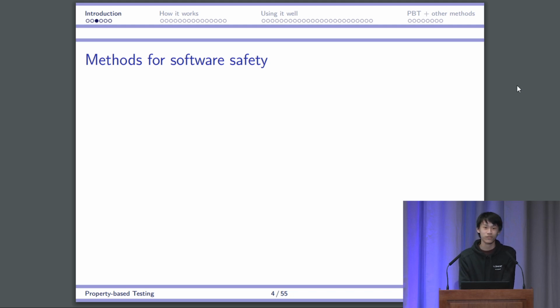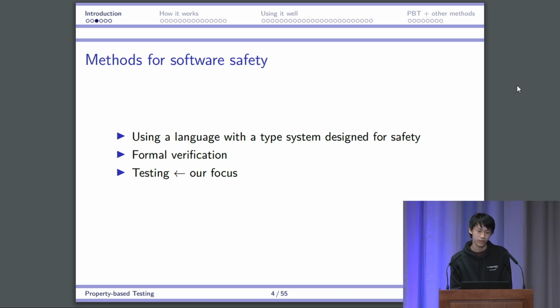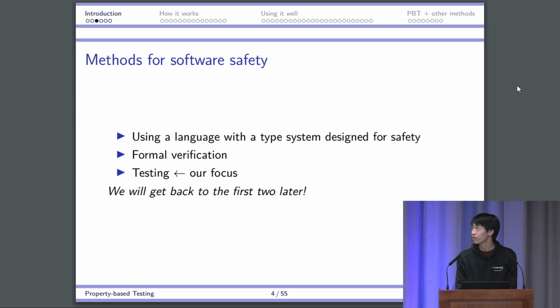So there are a few methods for software safety that we can use to ensure our software is correct. The first one, we could use a language with a type system designed for safety. There are a bunch of languages out there that have really good type systems that allow you to write safe code. You could also use formal verification, which is like a way in which you can use mathematics to prove the correctness of your code. Or we can do testing, and this is going to be our focus in how we can test our code. However, we will get back to these first 2 methods later, because it turns out property-based testing actually complements these other 2 methods really well.